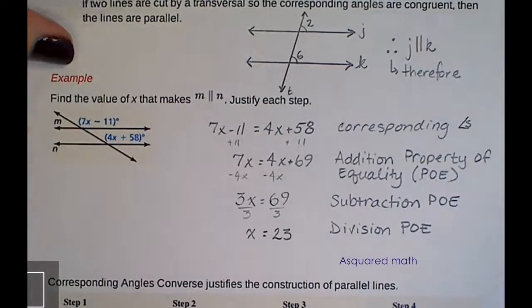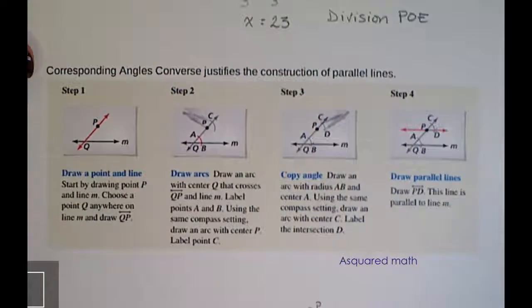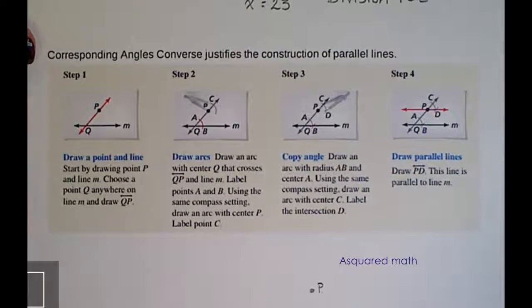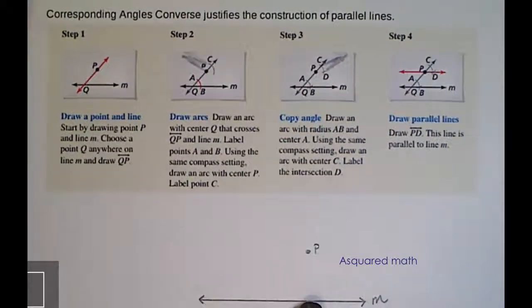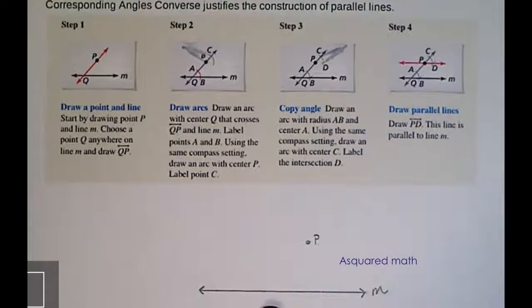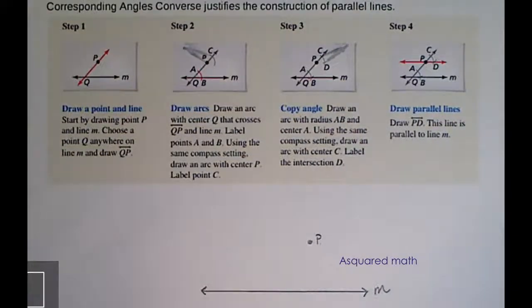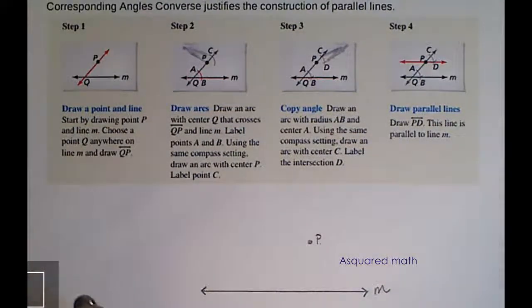The next thing we are going to look at is constructing parallel lines, because that corresponding angles converse allows us to justify the construction of these parallel lines. I am going to try to do my best to construct this parallel line without moving the paper, because I know it gets really crazy when I move the paper.